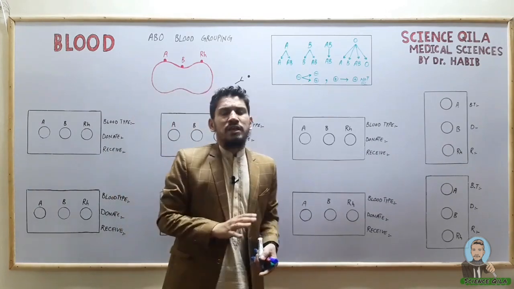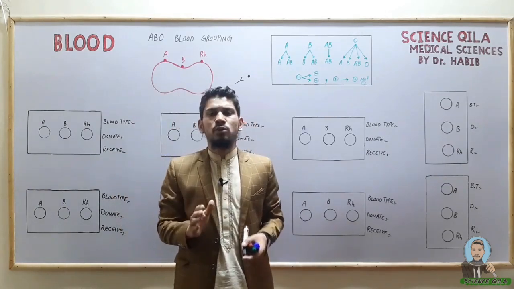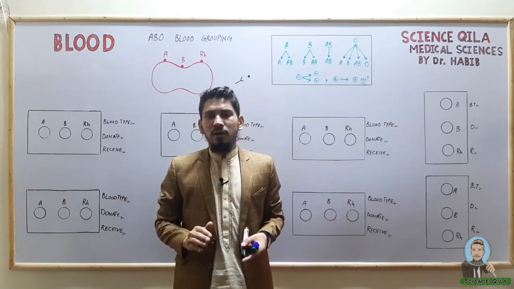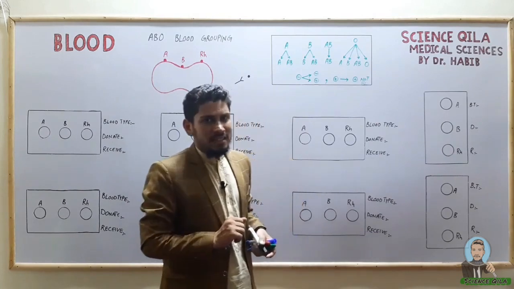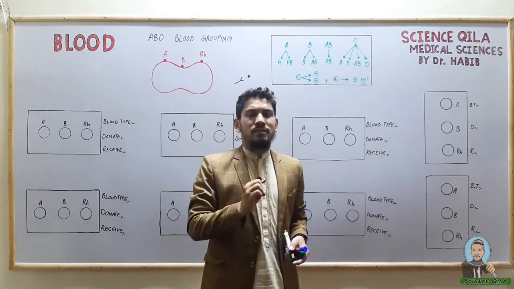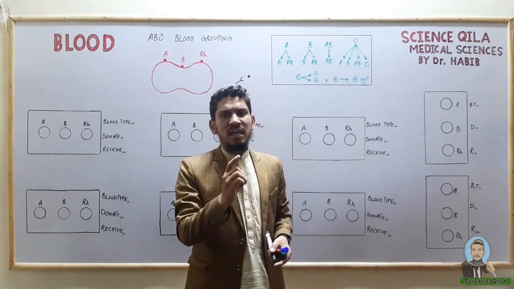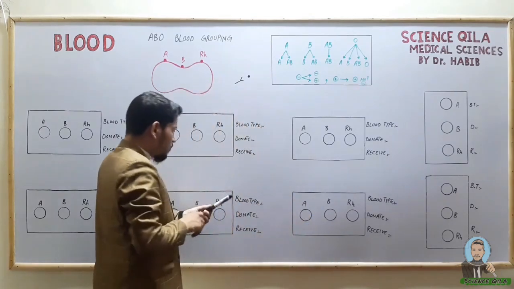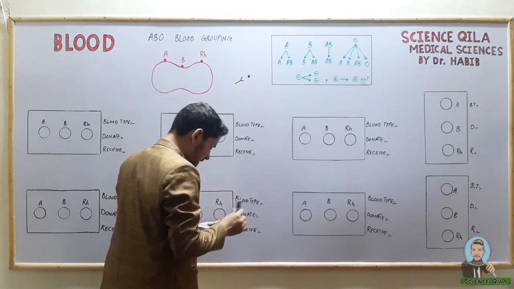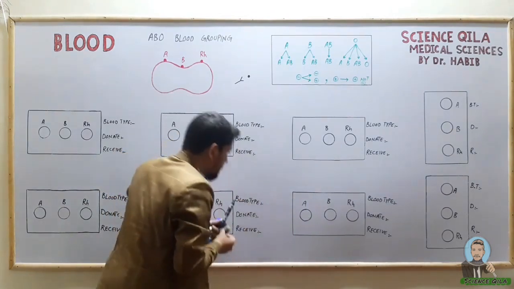In the laboratory, to group the blood, to type the blood or to match the blood, a laboratory test is done. That is called the blood grouping test. In that test, we require two things. Number one, test sera, and number two, the recipient's blood. Let's suppose we take one slide.